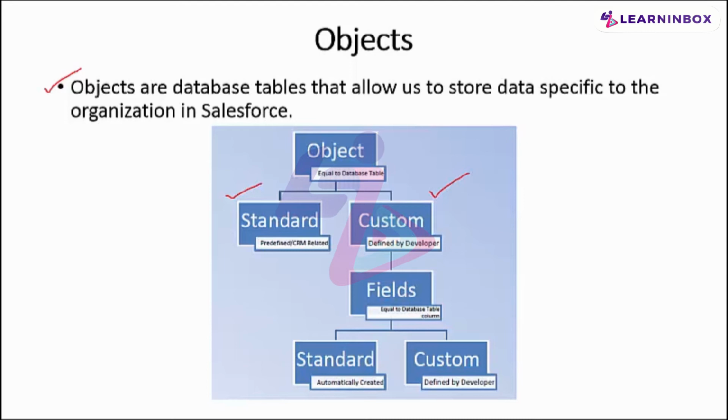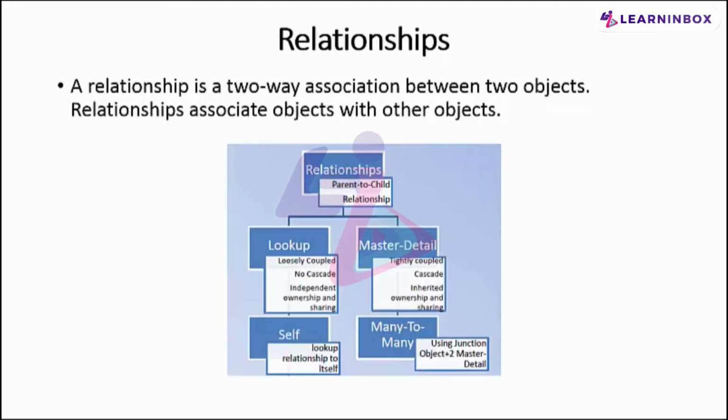Then in objects we have certain fields. So fields are also categorized into two types, that is standard fields and custom fields. Now this is our main topic, that is relationships in Salesforce. See, in simpler words, whenever we have two objects and we want to connect those two objects, we want to associate those two objects, then we should have a relationship between those two objects.